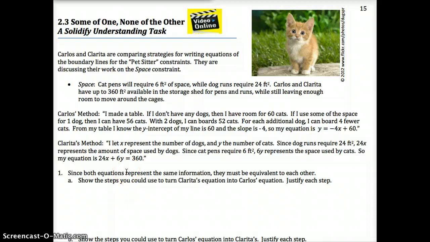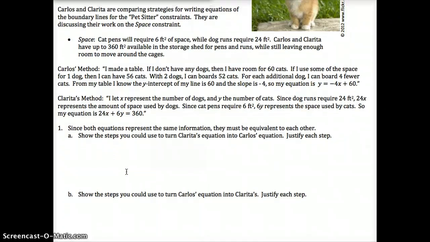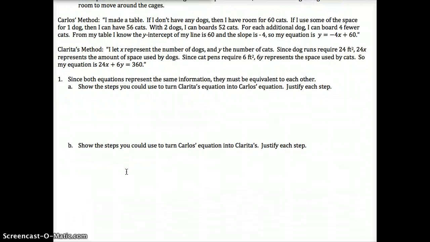Okay, 2.3 task has a lot of information that you should have on here. Okay, so our first one, you should be showing the steps you used to turn Clarita's equation into Carlos's equation, and you should justify each step. Okay, so I should see the math to rearrange Clarita's equation into Carlos's equation. You should not just have Clarita's equation written and then Carlos's equation written. Okay, it should really show the steps of how you made that change to go from 24x plus 6y equals 360 all the way to y equals negative 4x plus 60. Those steps should be shown.